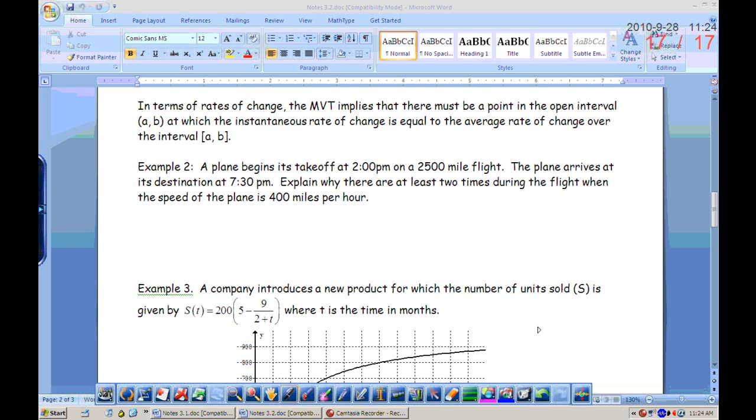All right, so a plane begins its takeoff at 2 p.m. on a 2,500-mile flight. The plane arrives at its destination at 7:30 p.m. Explain why there are at least 2 times during the flight when the speed of the plane is 400 miles per hour. What? Because the pilot went that fast twice. Why is he guaranteed? How can we figure out that he's guaranteed of going that fast twice?